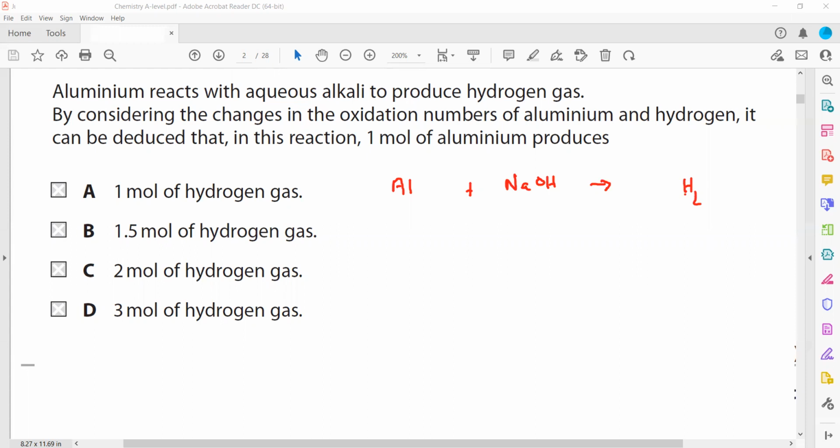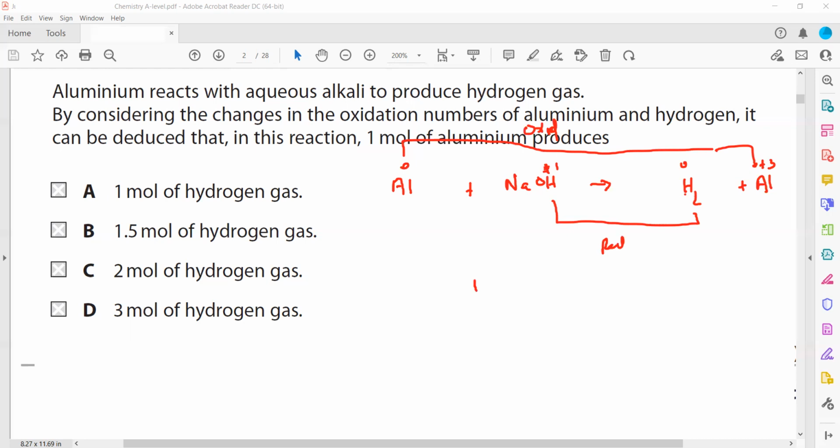When you see the change in oxidation number, aluminium is 0 as a metal, but when aluminium forms a compound, aluminium will be +3. So aluminium 0 changes to +3. This change is oxidation. And in sodium hydroxide, the hydrogen in OH is +1, and this +1 becomes 0. So if +1 becomes 0, that change is reduction. The number of electrons lost by one should be equal to the number of electrons gained by the other.